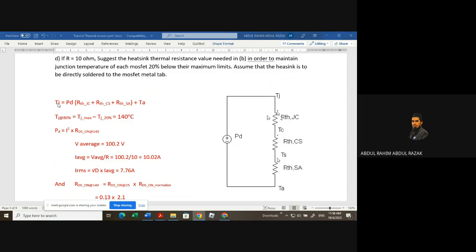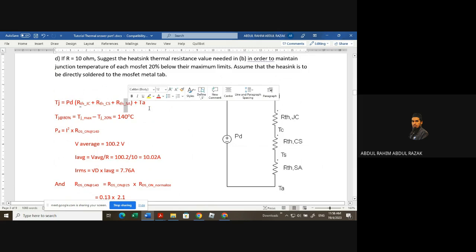So with a heat sink, the equation will be like this. You need to know what your TJ is. It depends on the dissipated power times all the element values, junction to case, case to heat sink, heat sink to ambient, and also on the ambient temperature at which they operate at that time.